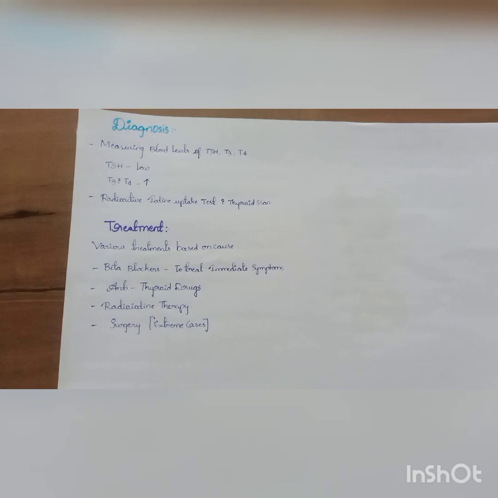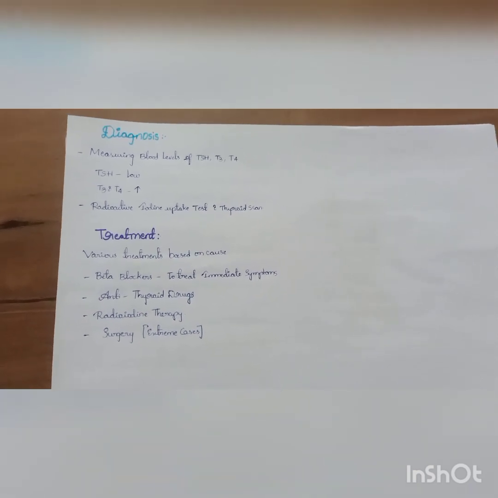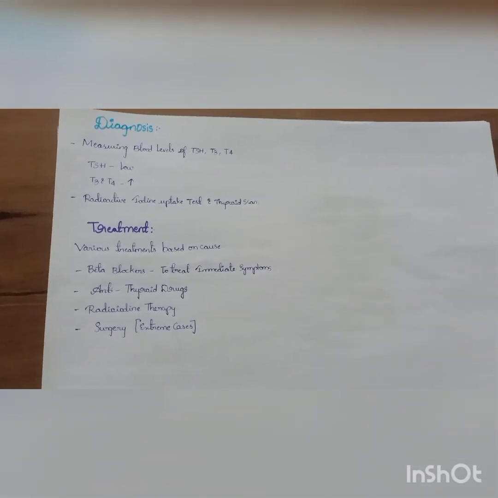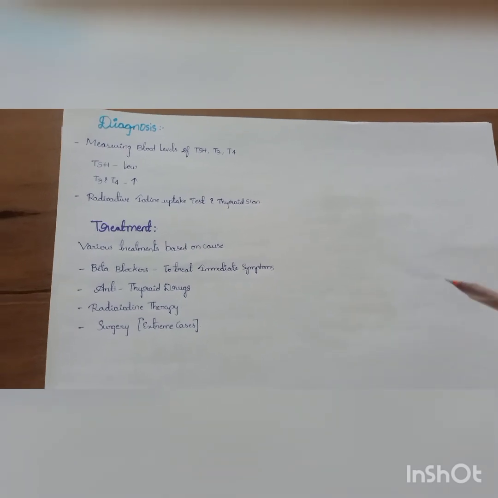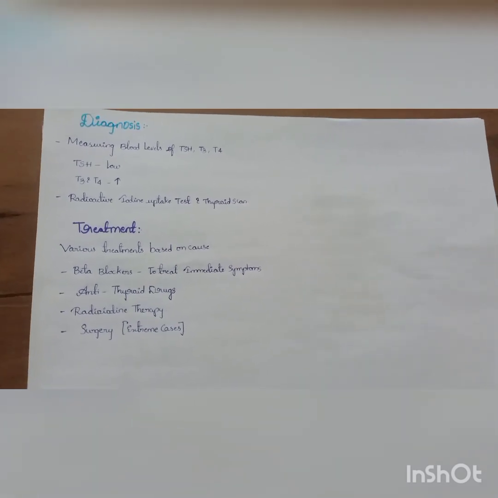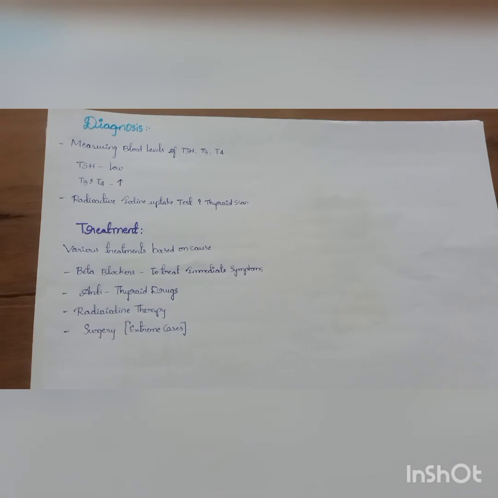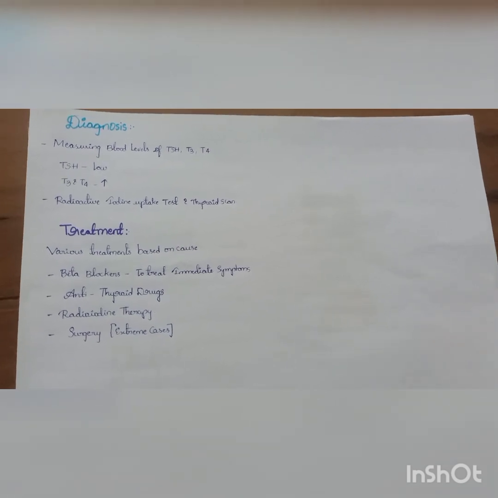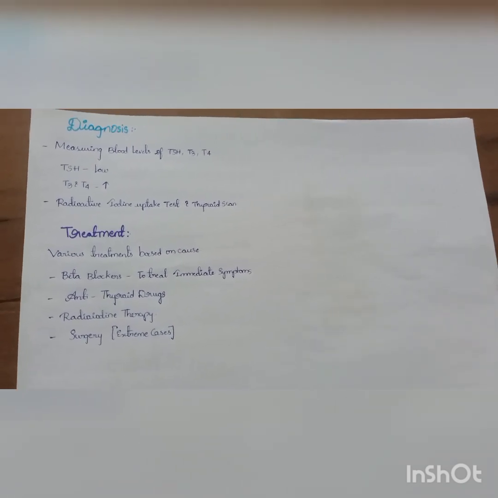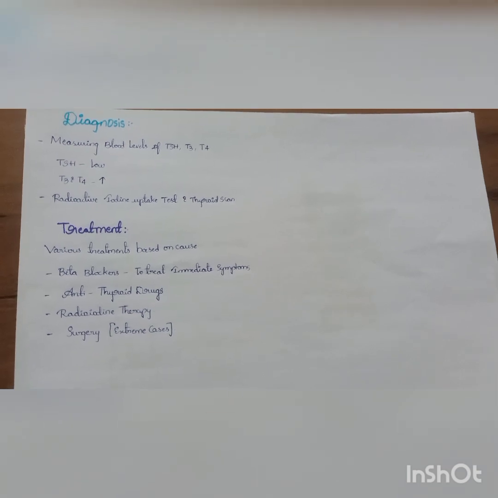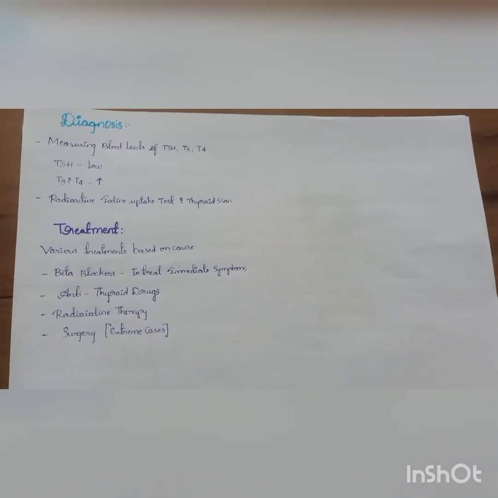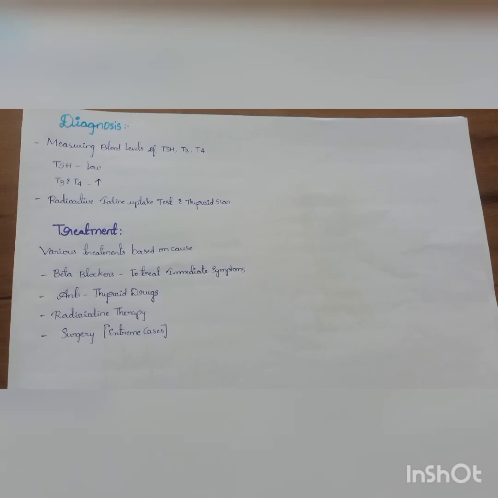So coming to the diagnosis. When a patient experiences these symptoms, how to diagnose? You have to do a blood test, measuring the blood levels of TSH, T3, T4. So in hyperthyroidism, the TSH will be low and the T3 and T4 will be high. And radioactive iodine uptake test and thyroid scan.